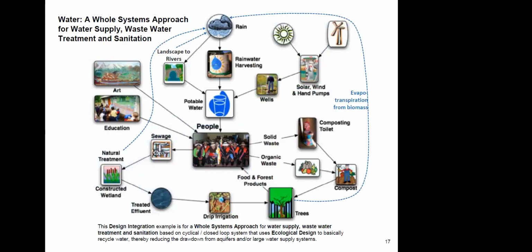This is another example of a whole systems approach for a water supply, wastewater treatment, and sanitation. I won't go into too many details here. It's from your handouts, except that we've put in a little dotted blue line here, because what we're trying to show is that the evapotranspiration from the trees all adds to the formation of rain clouds, as well as the natural treatment works, the constructed wetlands. There's also evapotranspiration coming from there that feeds the rain clouds. So here's our closed loop system.